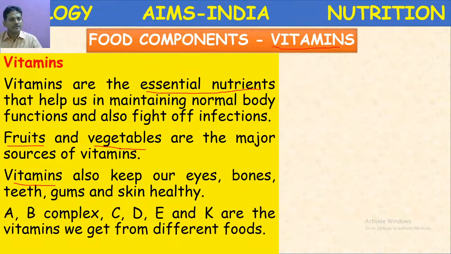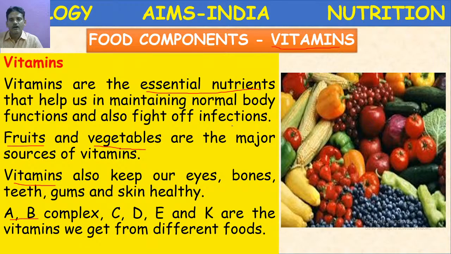So there are many vitamins: vitamin A, vitamin B complex, vitamin C, vitamin D, E and vitamin K. These are all the vitamins we get from different food sources. Commonly there are many food materials in this chart: green leafy vegetables, as well as fruits, corn, grapes or berries, and tomatoes. So different colored food items, vegetables, fresh leafy vegetables and fruits are rich in these vitamins. That's why we need to include these foodstuffs in our daily diet.